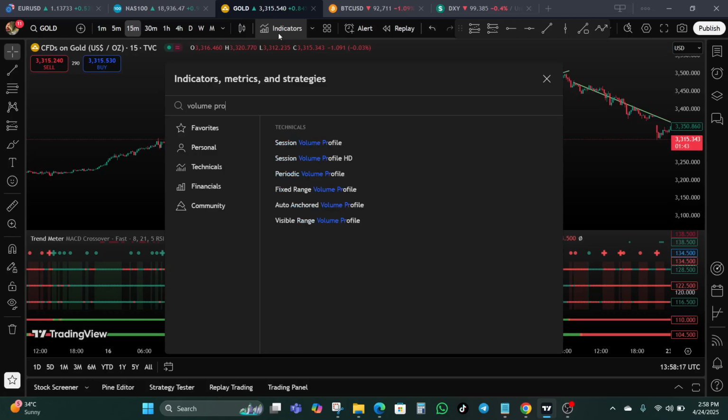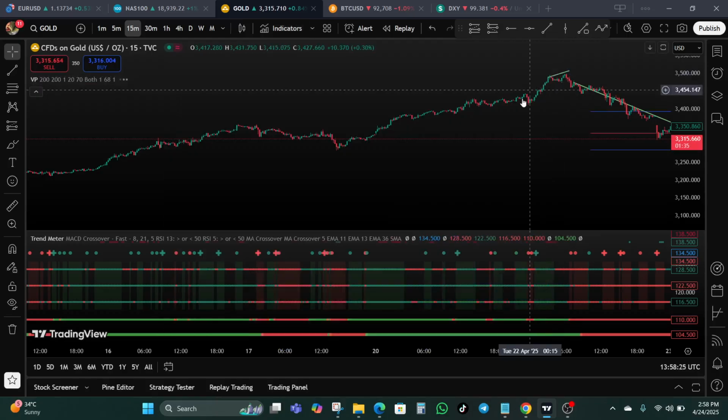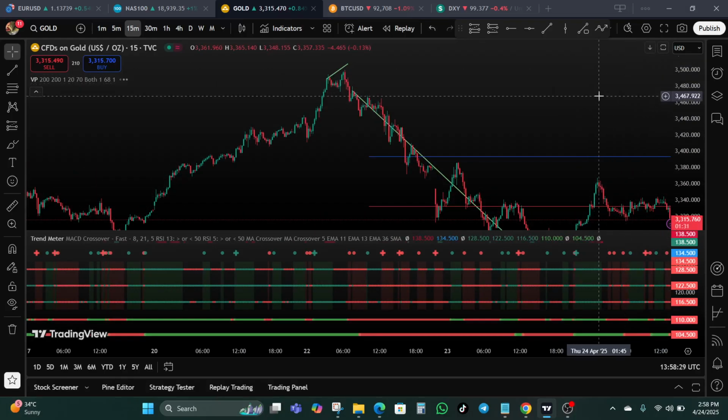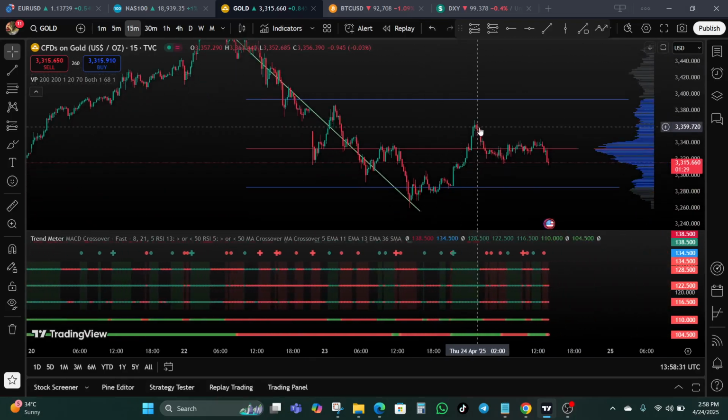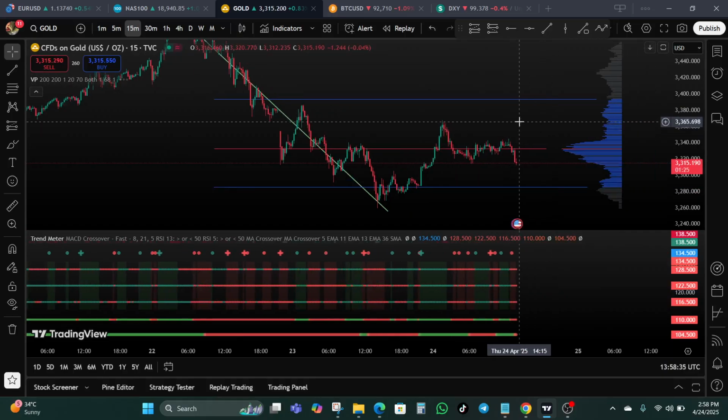Now, the next indicator we're going to be looking at is the volume profile indicator. Gold respects volume clusters like a magnet. You can use this to spot value areas, points of control, and low volume nodes. Entries near these zones with confirmation from other tools is a chef's kiss.